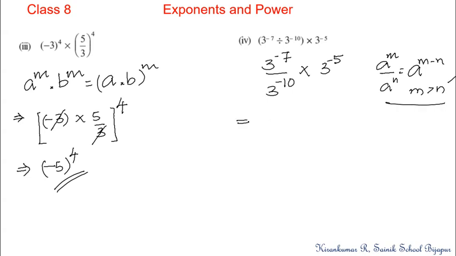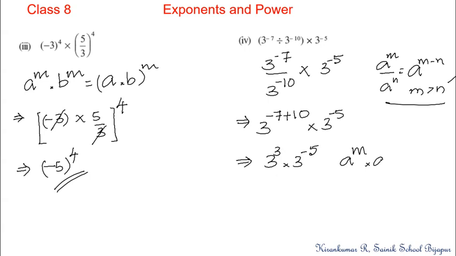If we use that law of exponent, this becomes minus 7, minus of minus becomes positive, into 3 to the power of minus 5. We know 10 minus 7 is 3. So we have 3 to the power of 3 into 3 to the power of minus 5. A to the power of m into a to the power of n is a to the power of m plus n. We are making use of this identity when the bases are same.